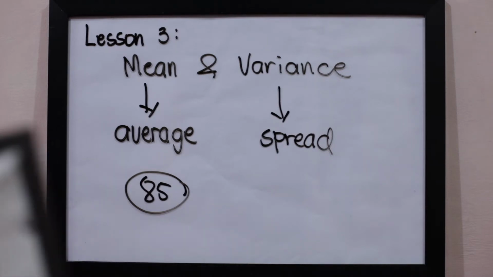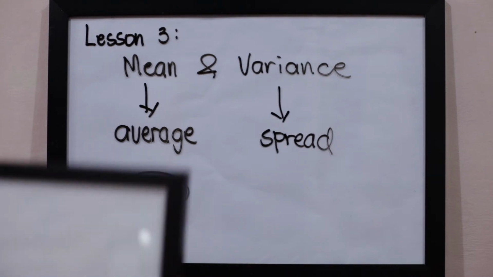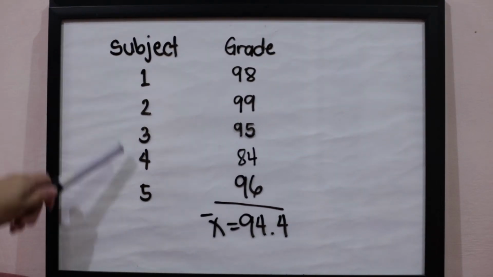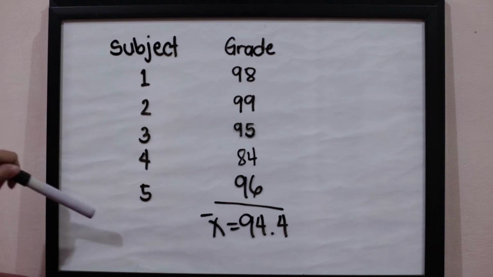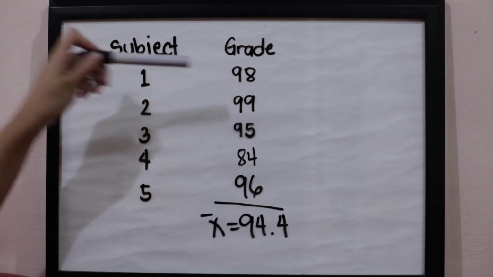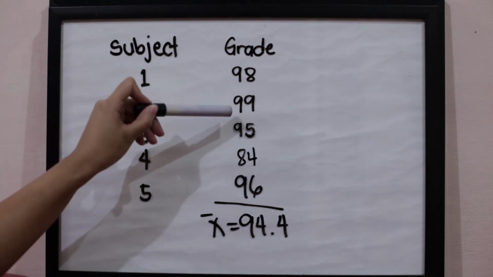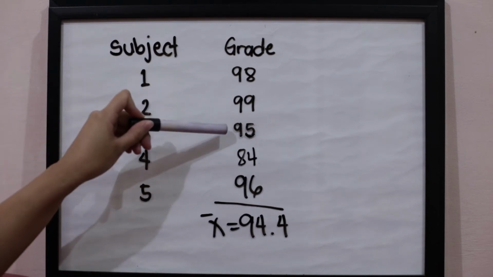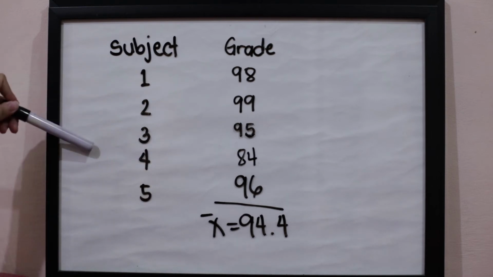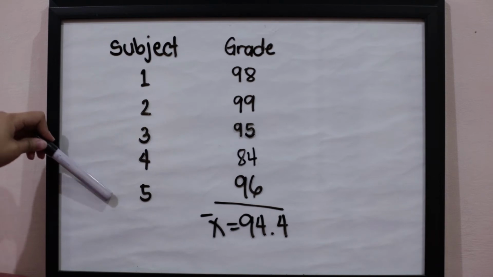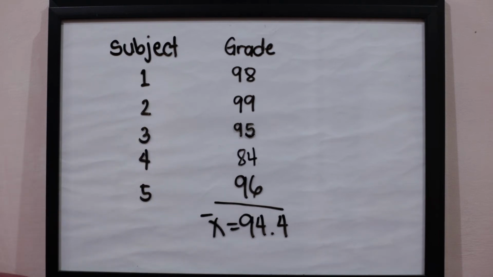So, I'll give you an example. Ito ay siguro makaka-relate kayo. Let's say, meron tayong 5 subjects. Tapos, dun sa 5 subjects na yon, yung una kong subject, ang grade ko ay 98. Yung pangalawa kong subject, ang grade ko ay 99. Tapos, ang third subject ko, ang grade ko ay 95. Tapos, sa fourth subject, ang grade ko ay 84. Tapos, pagdating sa fifth subject, ang grade ko ay 96.